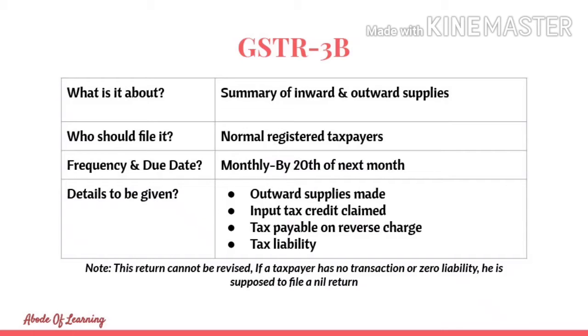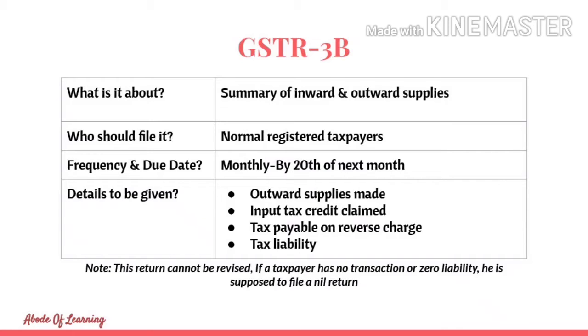Even if you have opted for quarterly return in case of GSTR1, you have to file 3B every single month. Even if there are no transactions in a month, or you have zero liability in a month, you are supposed to file a nil return saying I don't have any tax obligation or tax liability.